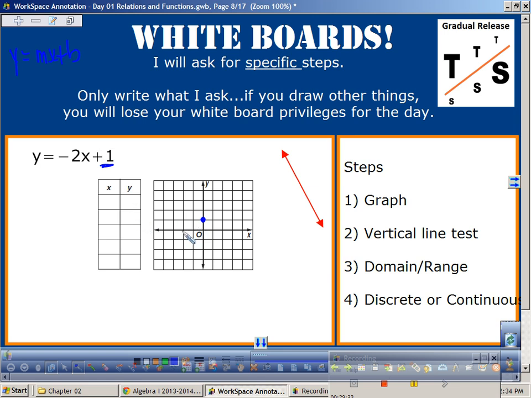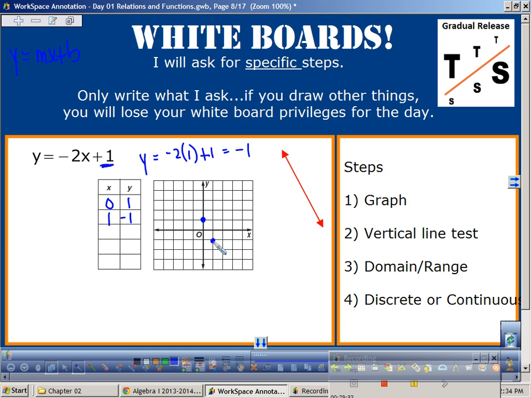Okay, so I know if I substitute in 0 for x, I'm going to get 1. Next easiest number to do would be 1. y equals negative 2 times 1 plus 1 equals negative 2 plus 1, which is negative 1. That's my next point: 1, negative 1. Most of you should see a pattern right now.